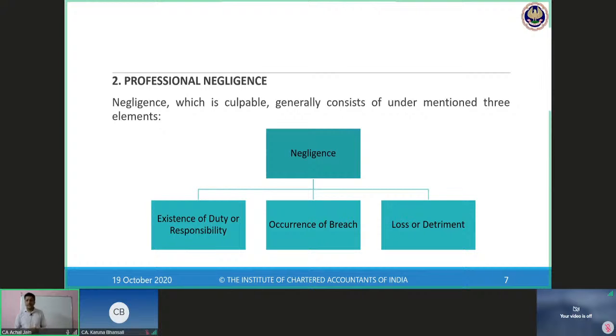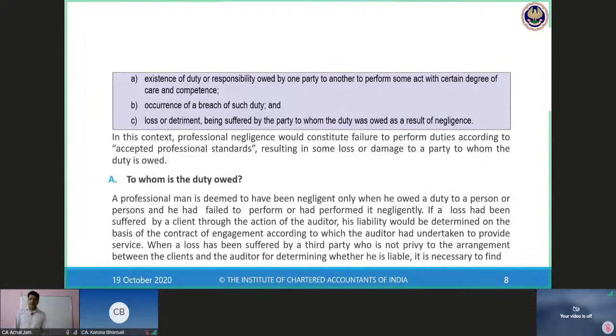So if we look at professional negligence, what is negligence on the part of the auditor? Negligence could be in relation to the duty or responsibility of the auditor. It could be about occurrence of breach of duty, or it could be in relation to the loss or detriment. So, existence of duty or responsibility which is owed by one party to another to perform some act with a certain degree of care and competence. If that is not done, if there is a breach of such duty, meaning the duty of the auditor, that is again negligence. Then loss or detriment being suffered by the party to whom the duty was owed as a result of negligence. So all of these aspects are required to be carefully looked at.